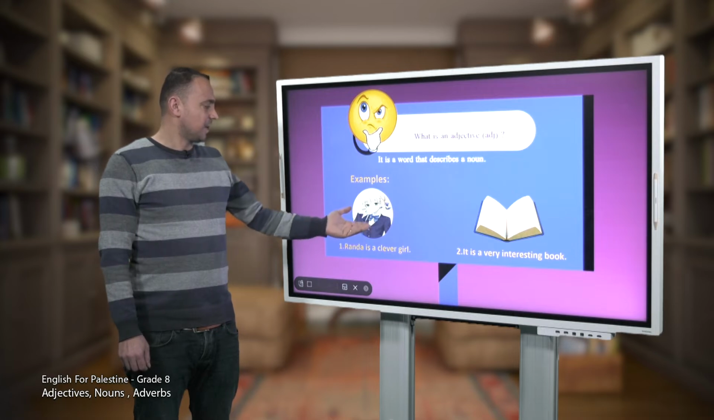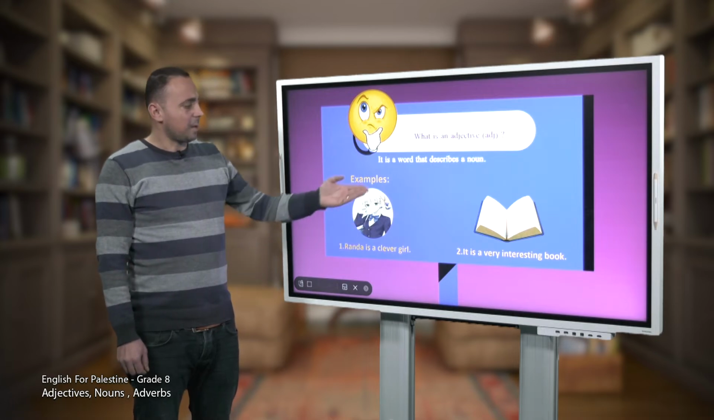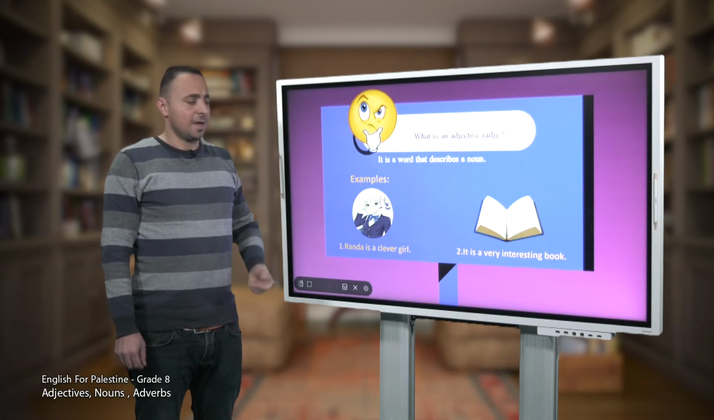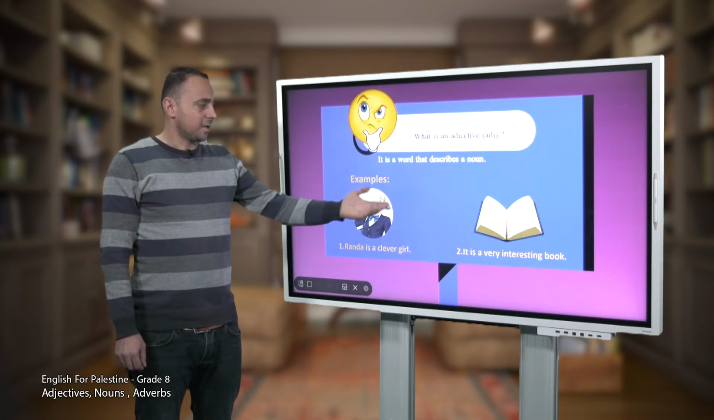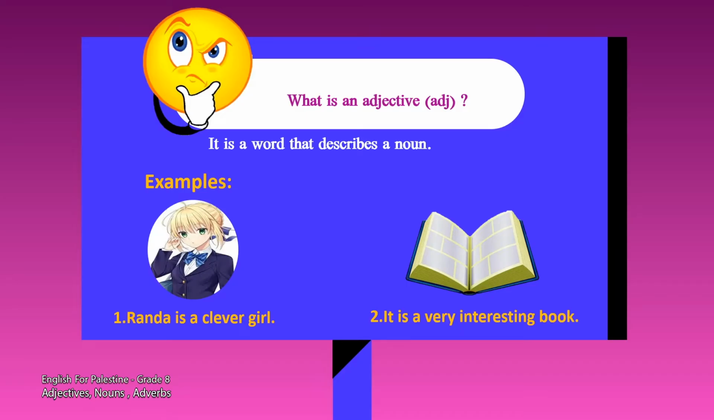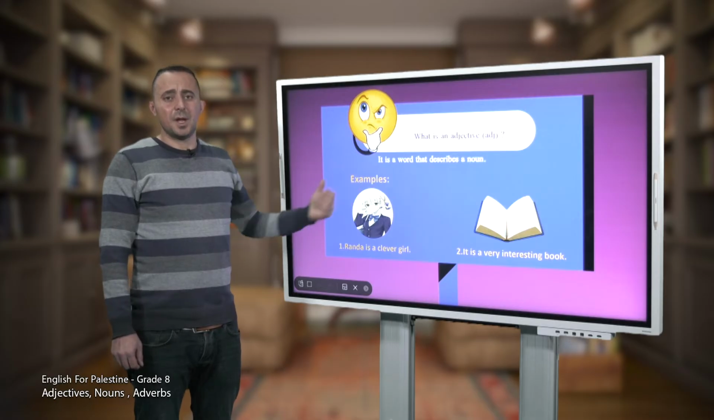Clever describes the word girl. What about example 2? It's a very interesting book. Again, it's a very interesting book. Where is the adjective here? It's interesting. And interesting describes the noun book. So, interesting came before the noun book. So, in these two examples, we used adjectives and they came before the nouns.